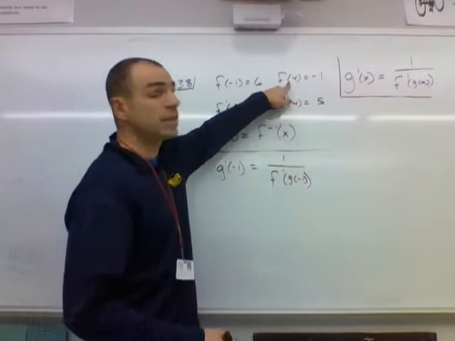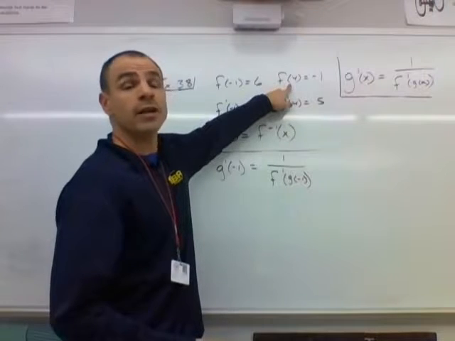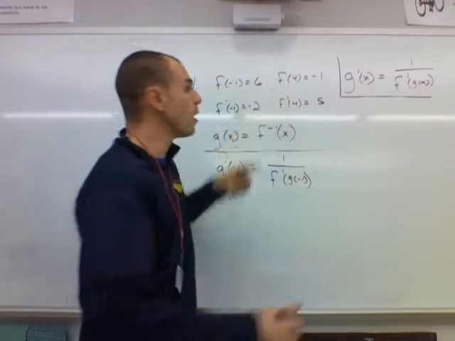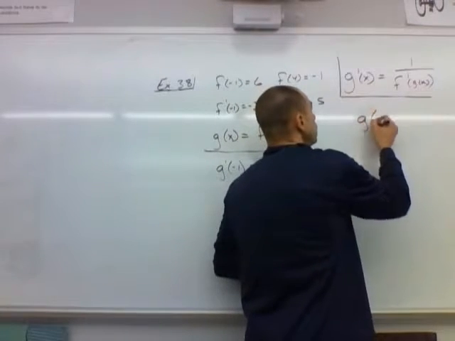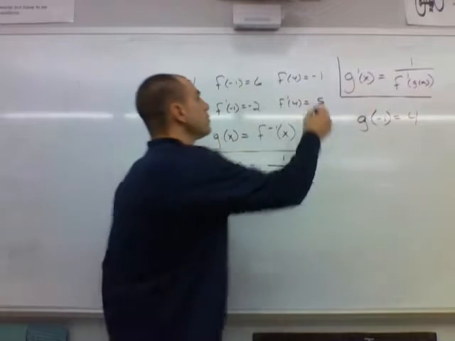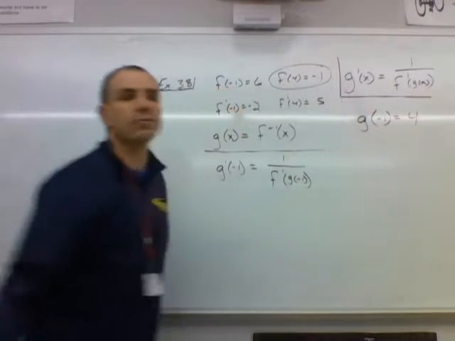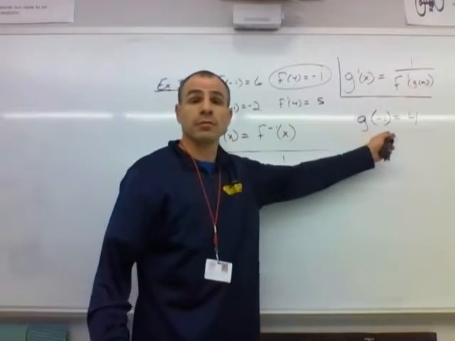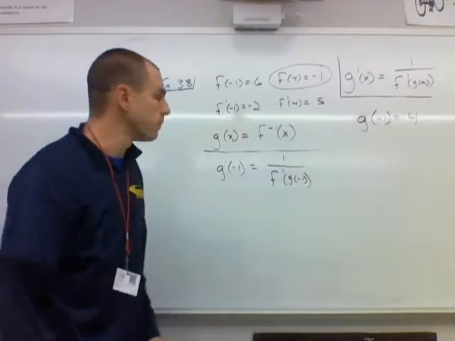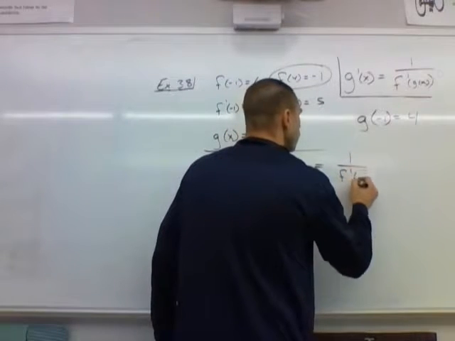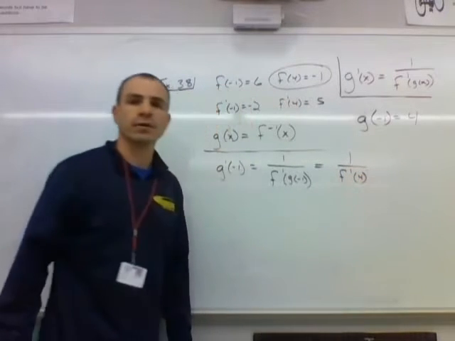Well, up here we see that f of 4 is -1. And since f and g are inverses, if f of 4 is equal to -1, then that means that g of -1 is equal to 4. So we have to use this piece of data right here to figure out what g of -1 is equal to. Now that we know that g of -1 is equal to 4, by substitution, our answer is going to be 1 over f prime of 4.